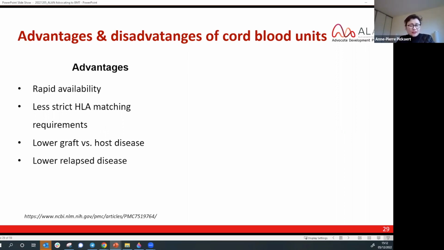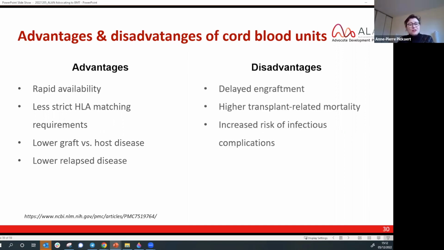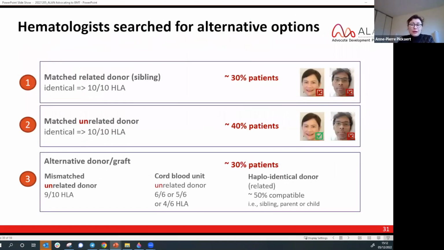There is data suggesting lower graft versus host disease and lower relapse. However, there are disadvantages because engraftment takes longer. There is also higher transplant-related mortality and an increased risk of infections and complications. But it is an option. If that's the only option, patients should take it. That's the only way out.